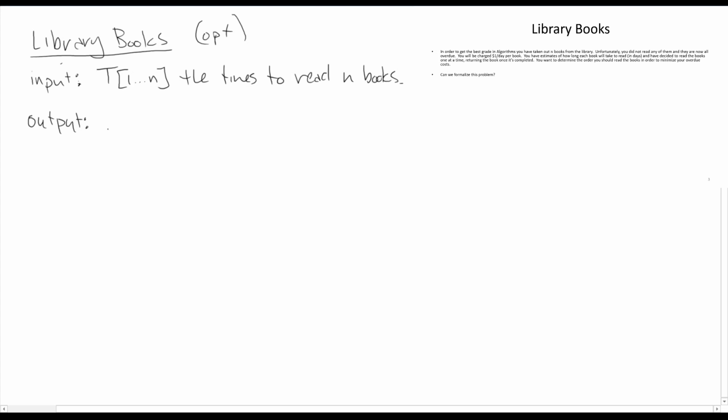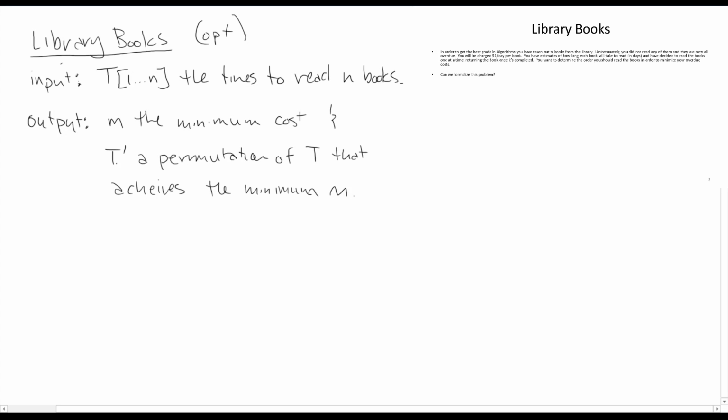Usually our optimization problems, remember we've done this in a couple previous problems, have two components to the output. One of them is the optimum. So I usually start there. We don't have to, but usually we start there. I'm going to say here maybe M, the minimum cost, but then what we really want to know is the order. So I'm going to say and T prime, and here's where I'm going to rely on some mathematical language for my precision. I'm going to say T prime is a permutation of T that achieves the minimum M.